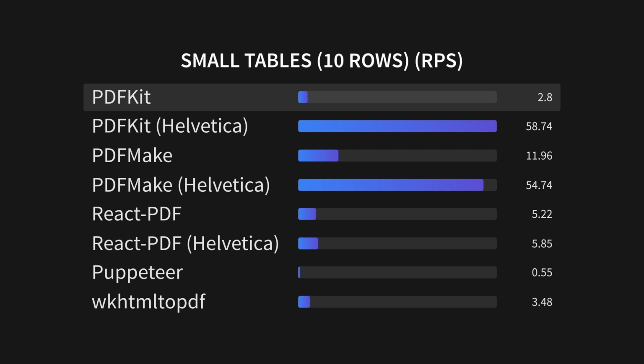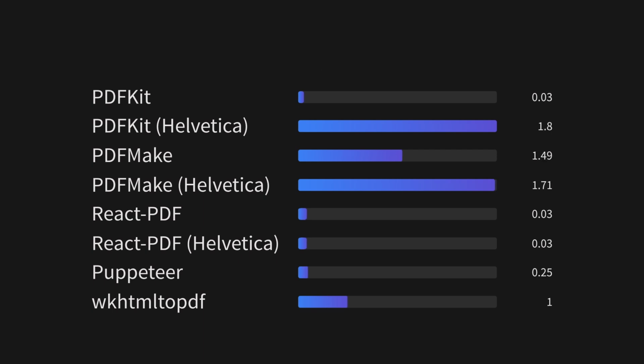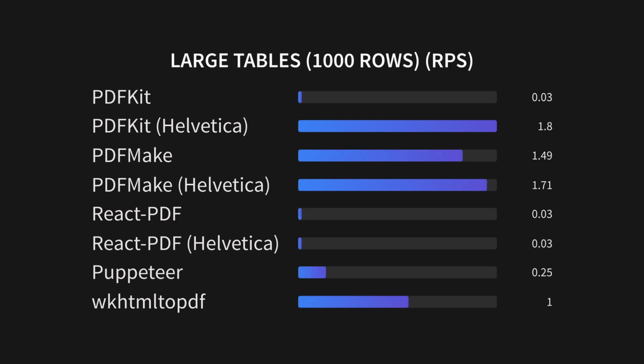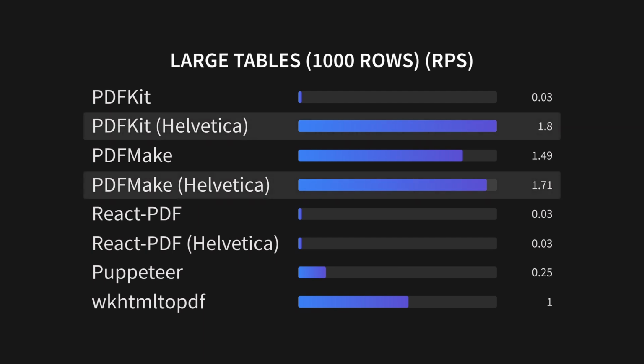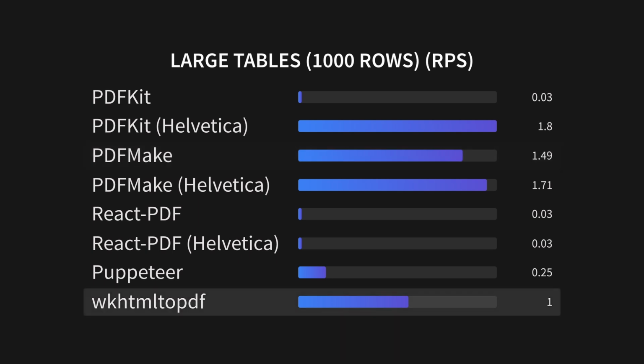Alternatively, if you are interested in open source, you could investigate how tables work in PDFMake and contribute to PDFKit to optimize its table implementation. The distribution is almost the same with a medium table. Finally, large tables. PDFKit and PDFMake with standard fonts are the fastest. PDFMake with a custom font also works great. Suddenly, wkhtmltopdf shows good results too.